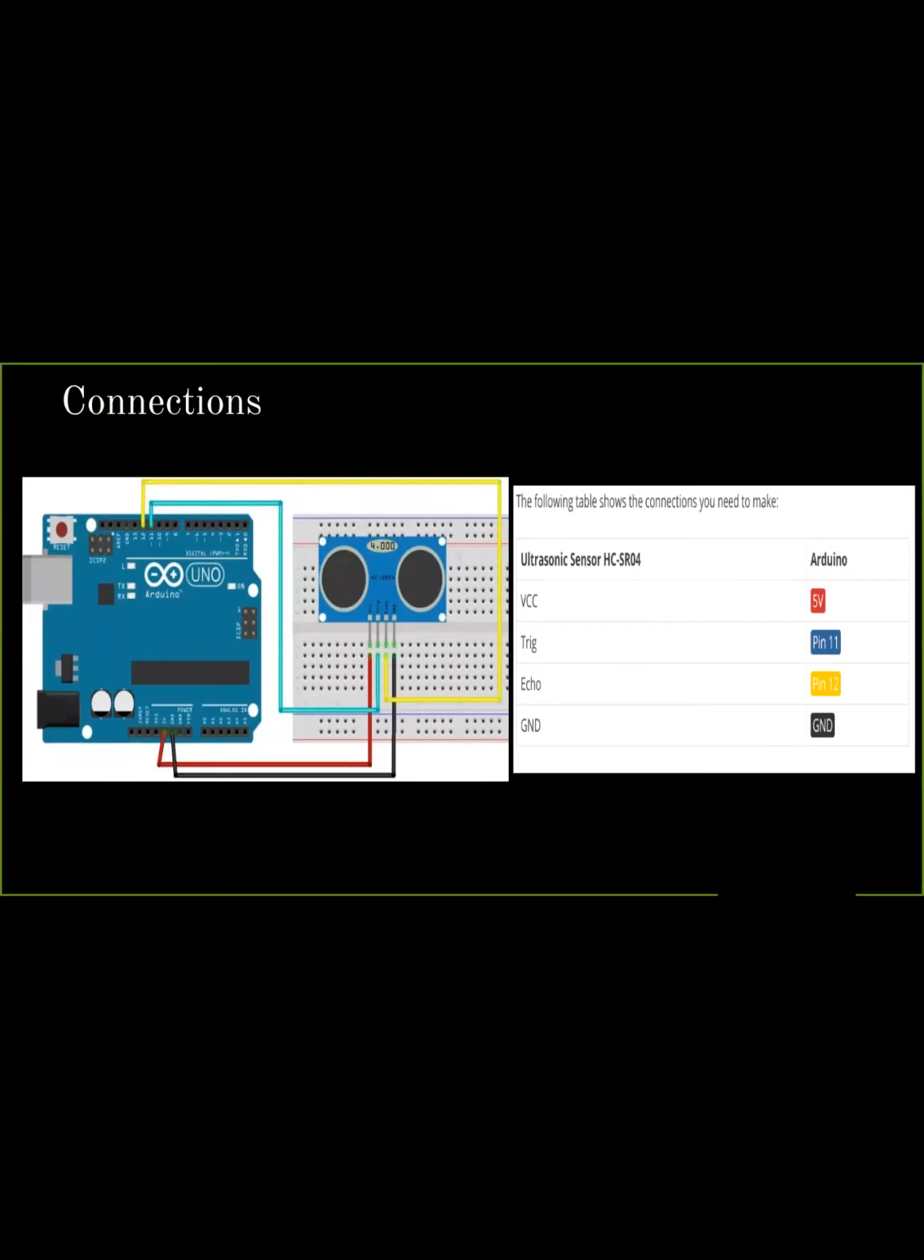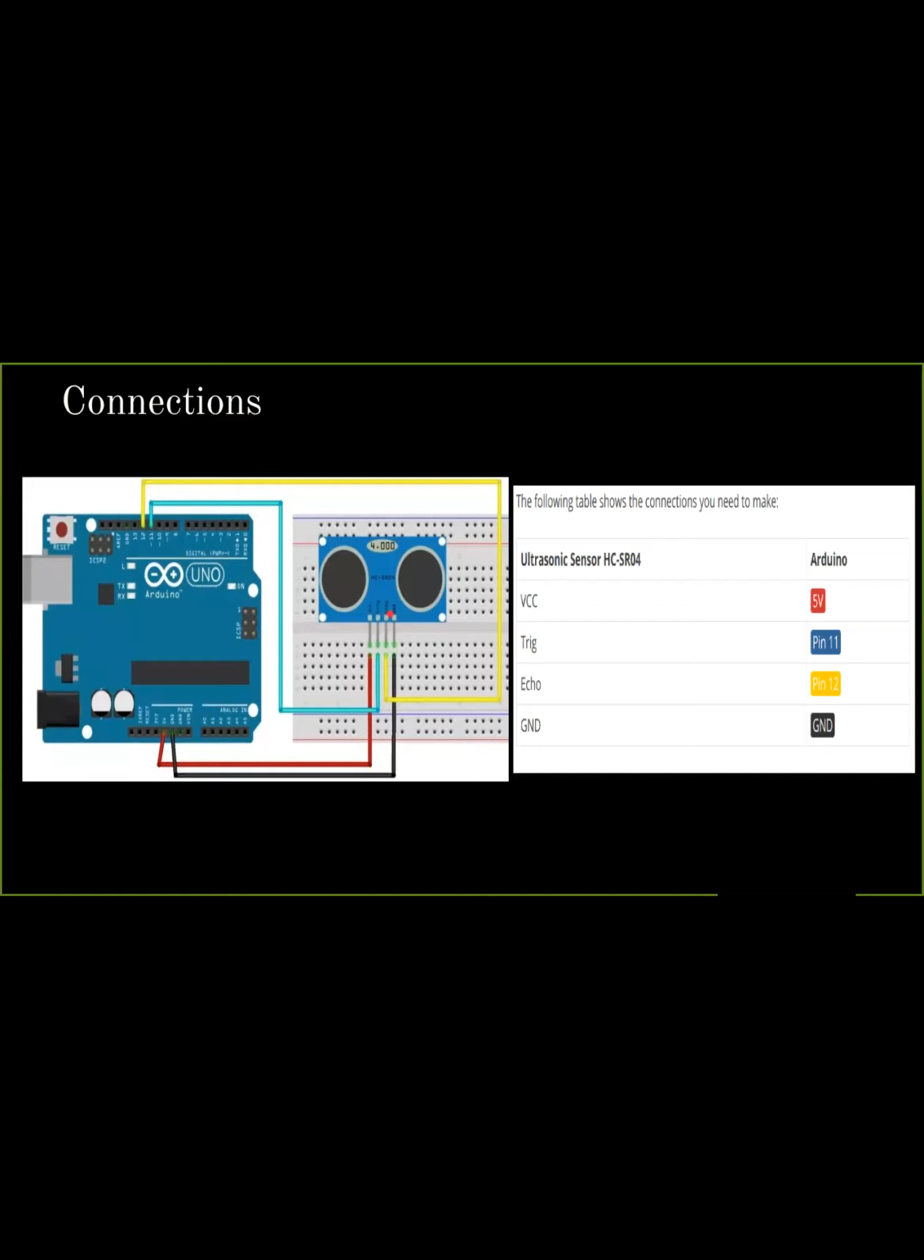Okay, so these are the connections that you will have to make. But let's first try to understand what the sensor has to offer us, what the mechanism of the sensor is, how it is working, and how it is useful for us. Then we'll get back to the slide on making the connections. Your ultrasonic sensor has 4 pins. The first pin is VCC, the last pin is ground, and the middle pins are trigger and echo.